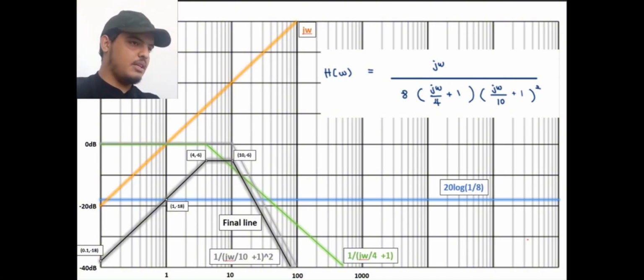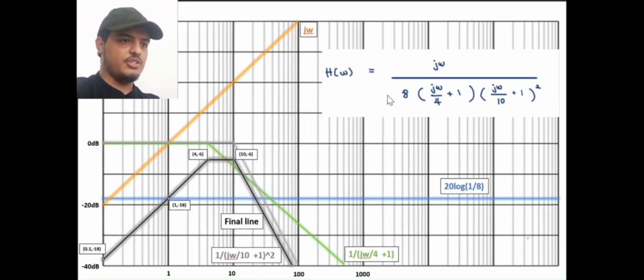Now I will present our manual sketching for the graph for question D. As you can see in the equation, we have 4 lines to draw. First line is the gain, 1 over 8. Then we have jω, which is our pole. We have 1 over (jω over 4 plus 1), which is a simple pole. And we have 1 over (jω over 10 plus 1) squared.